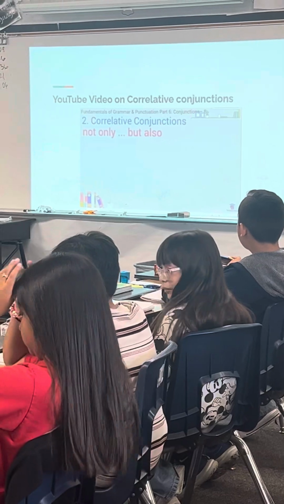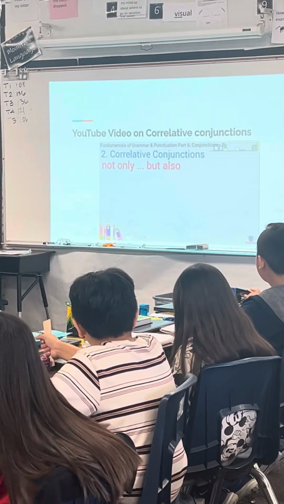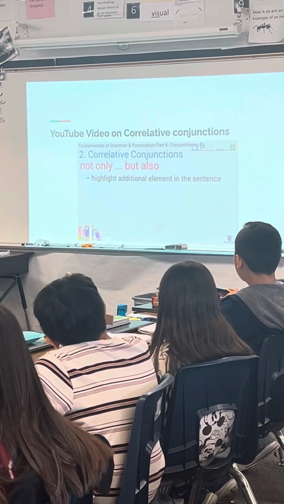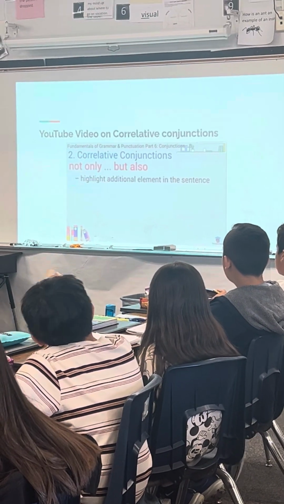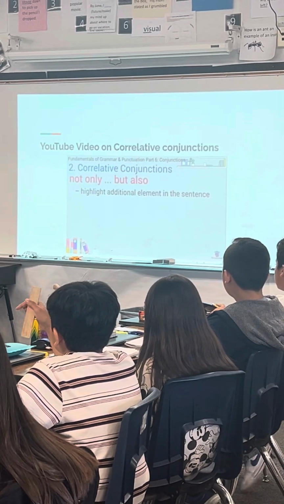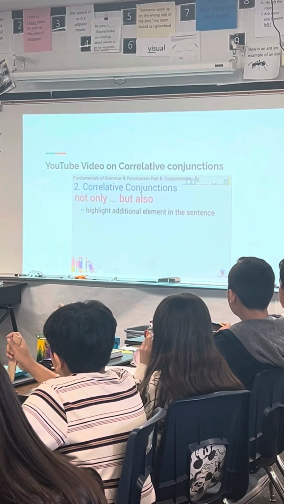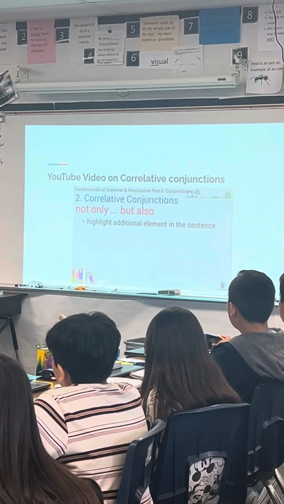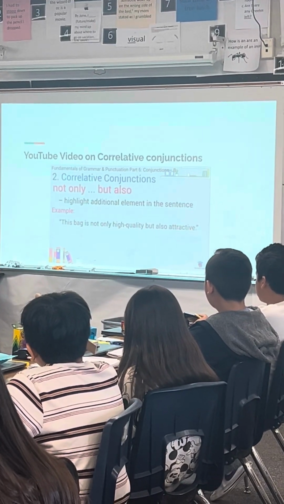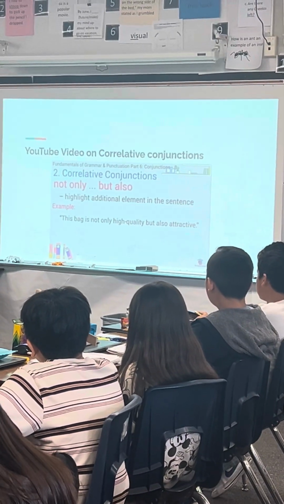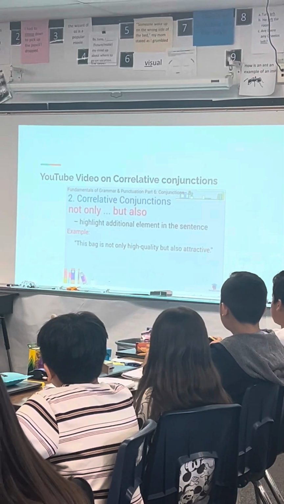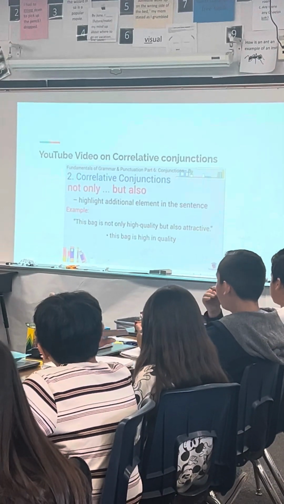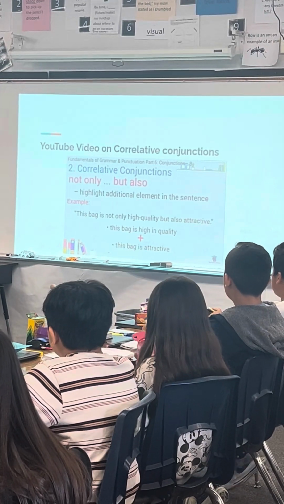Next, not only, but also. We use not only, but also to highlight or emphasize an additional element in the sentence, especially when its occurrence seems contradictory or surprising in light of what we already know. Example: this bag is not only high quality, but also attractive. Meaning, this bag is not limited to its high quality, because it is also attractive.